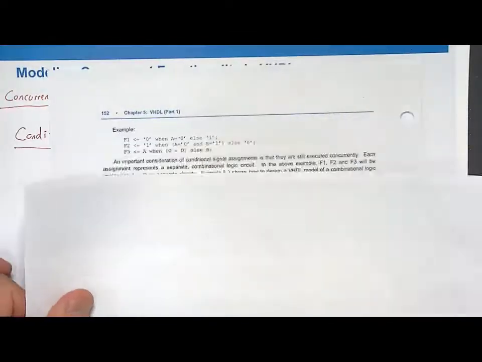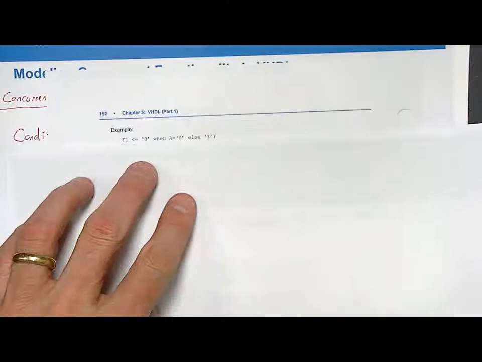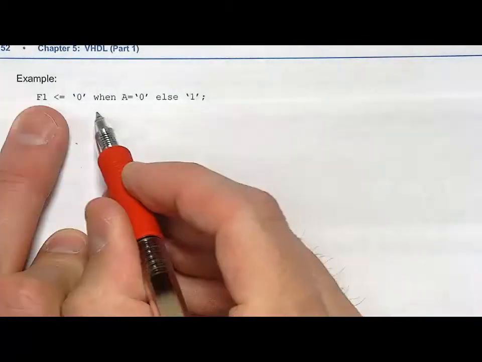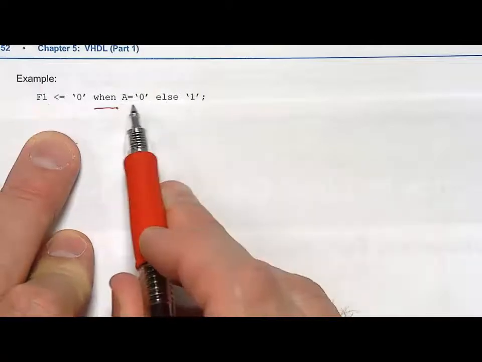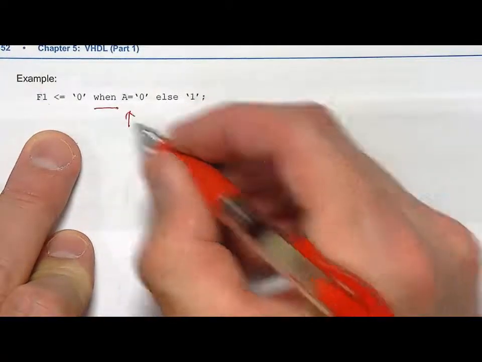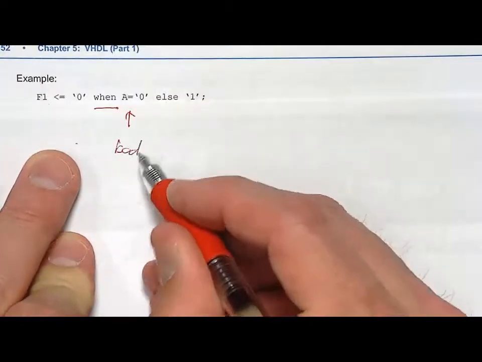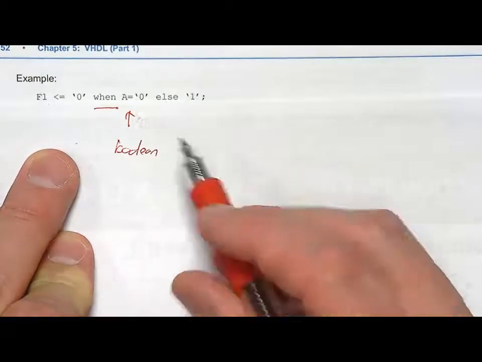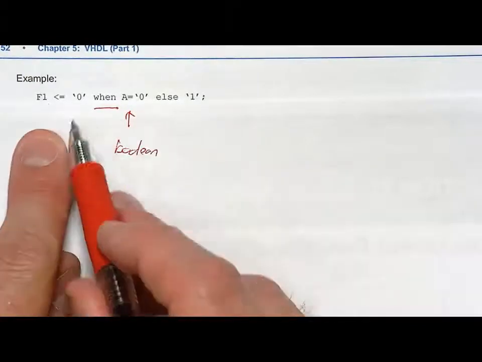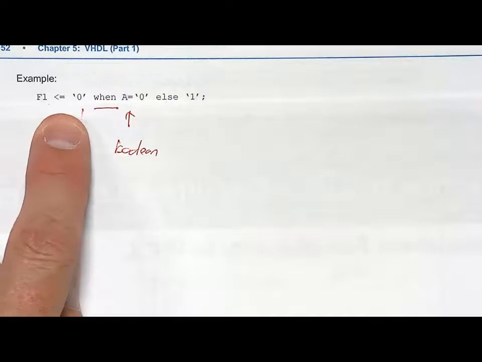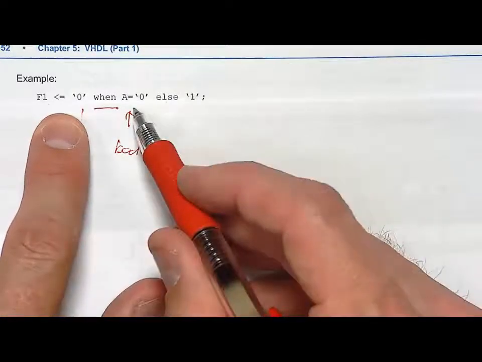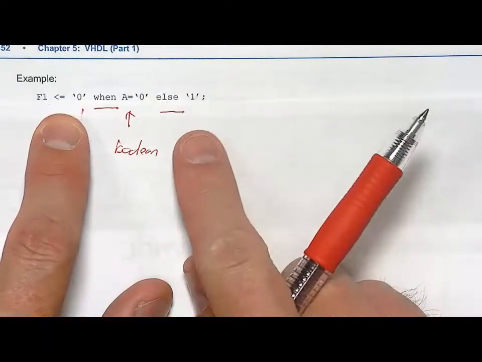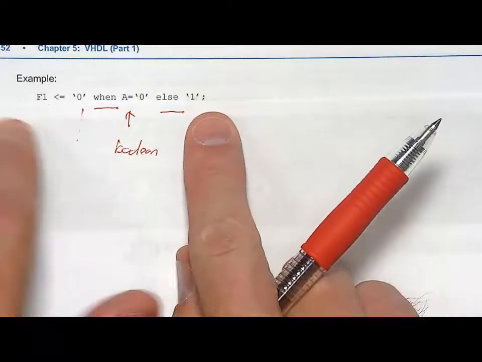So here's what it would look like. So I could say F1 gets 0, keyword when A is equal to 0. So this right here is the Boolean condition. Is it true or is it false? So when it is true, F1 will get assigned 0. If it's false, it will then go to the else clause and it will assign it a 1. So that's an example of it.